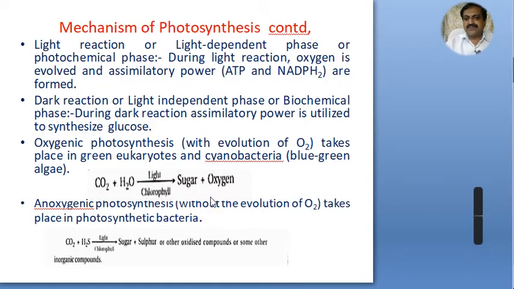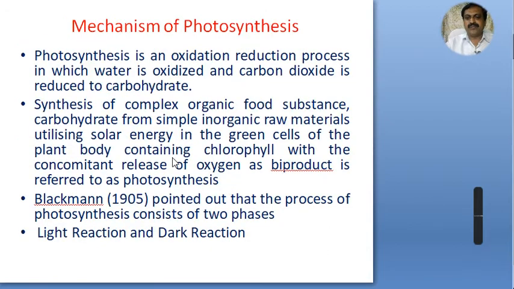So let us define this. Synthesis of a complex organic substance like a carbohydrate, that is sugar, from two simpler inorganic substances like water and carbon dioxide, in presence of solar energy in the green cells containing chlorophyll pigment, with the release of oxygen as a byproduct at the end of the reaction. This overall process is referred to as a photosynthetic phenomenon.